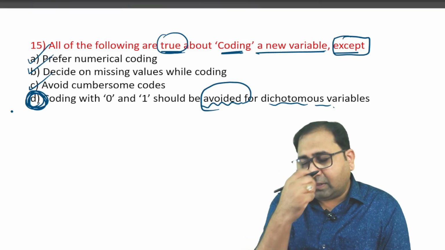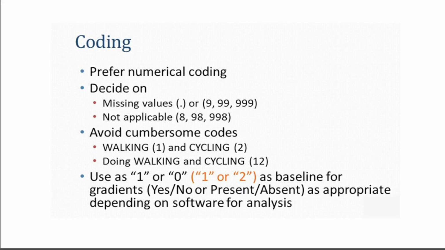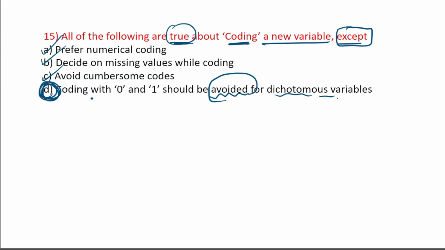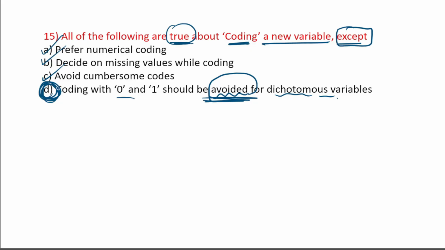We'll have a small look at the chart of the coding. We have seen this previously also. As in our question, you prefer the numerical coding, then you decide on missing values also, then you avoid the cumbersome codes, and for dichotomous variables you use 0 and 1. But in the question they have asked that coding with 0 and 1 should be avoided. So it is not to be avoided. It is advised that we use 0 and 1. So therefore we got the answer for our question.